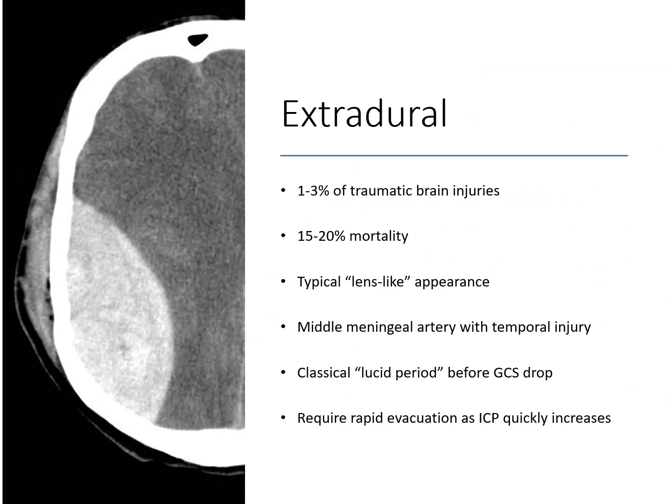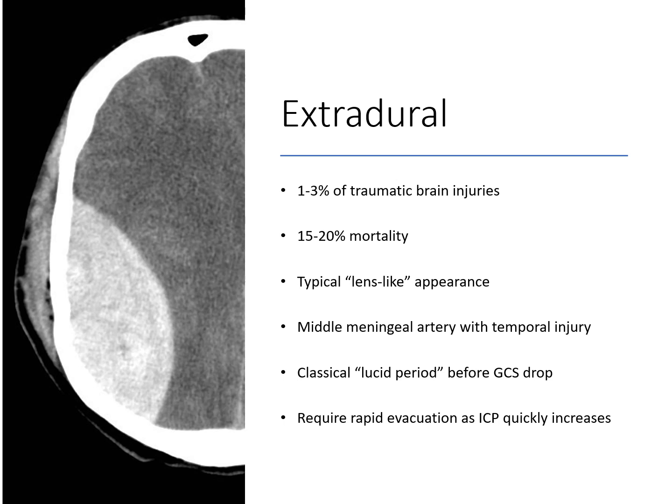It's not as common as the others. It's only 1 to 3% of traumatic brain injuries, and it does carry a reasonable mortality of 15 to 20%. However, there's some thinking amongst the trauma literature that this is not really a brain injury. It's kind of an extraneural injury, in that the brain itself may not be damaged. This is just bleeding outside the dura, compressing the brain. So if you can aggressively evacuate these hematomas, hopefully they will have a good outcome.